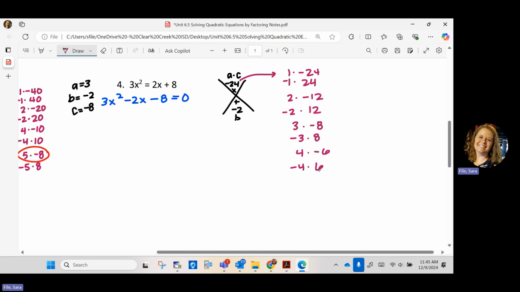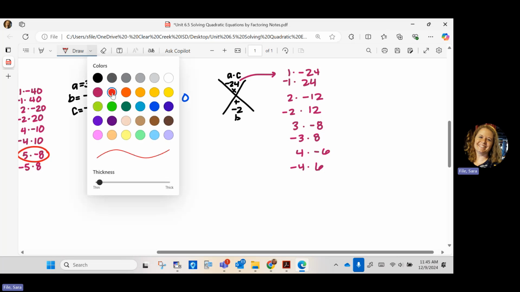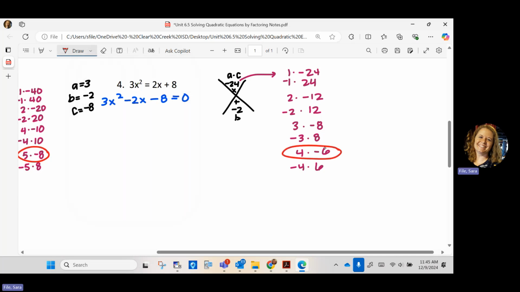Not divisible by 5, and then we're back to the 6. So those are the factors. We want to know which combination of those add to -2. And that would be 4 and -6.